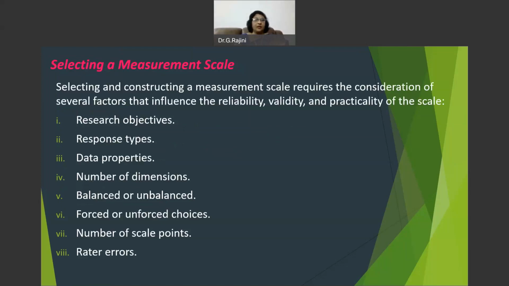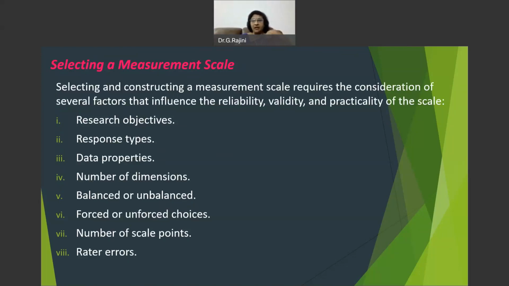So when we select a particular measurement scale, we need to understand what type of scale will be appropriate for the measurement. So selecting and constructing a measurement scale requires careful consideration of several factors that are going to influence the reliability, validity, and practicability of the scale.